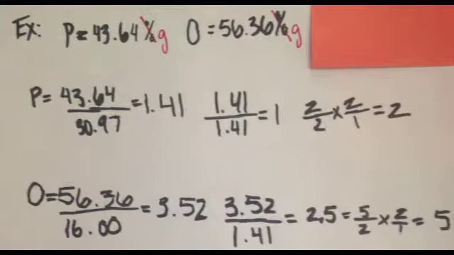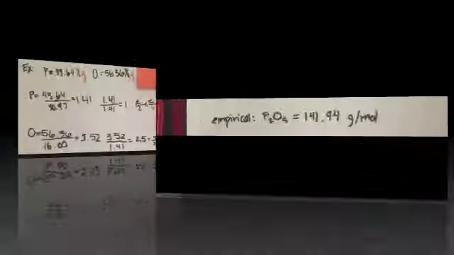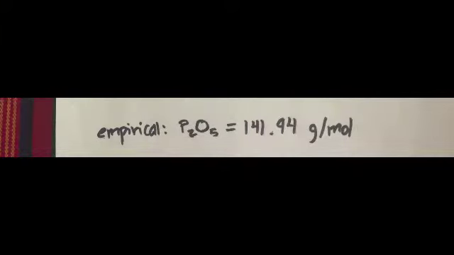But since we multiplied the oxygen by 2/1, we have to do the same thing to phosphorus. So in the middle of the screen, you'll see that we got an answer of 1. And so what we did was take 2/2 and multiply it by 2/1 to give us 2. So after working out the problem, we got 2 for phosphorus and 5 for oxygen, which gives us P2O5 for the empirical formula and gives us a mass of 141.94 grams per mole.